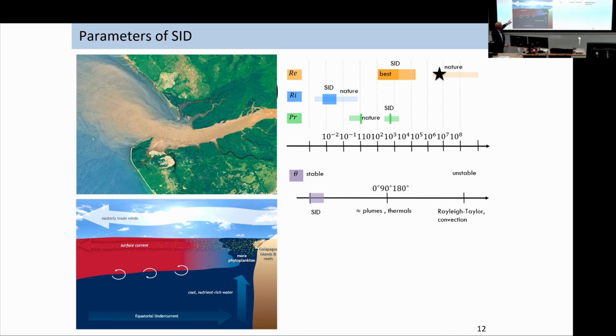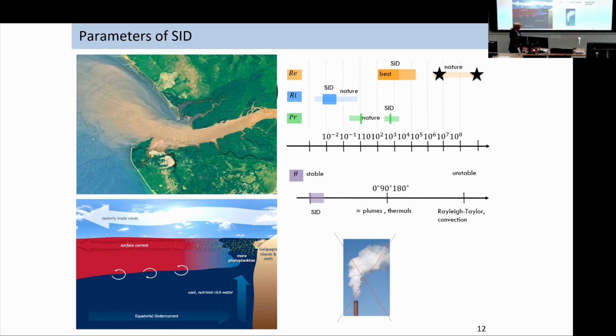And the example I showed you of the equatorial flow is even higher Reynolds number. So the biggest gap between what we're talking about in the lab and what happens in nature is really the Reynolds number of the system, and that's something that is very hard to overcome.